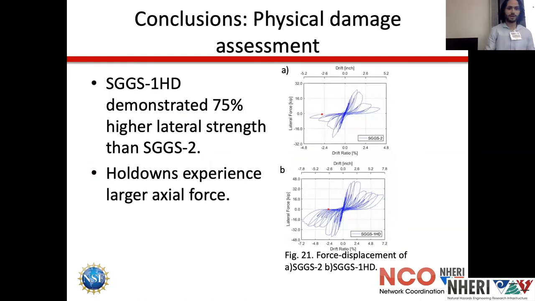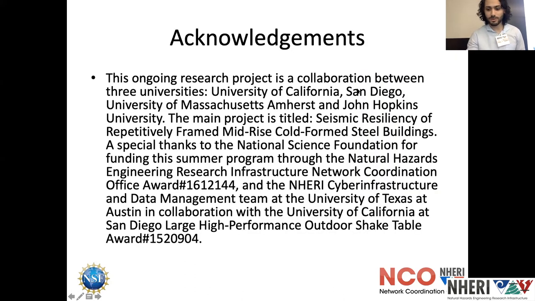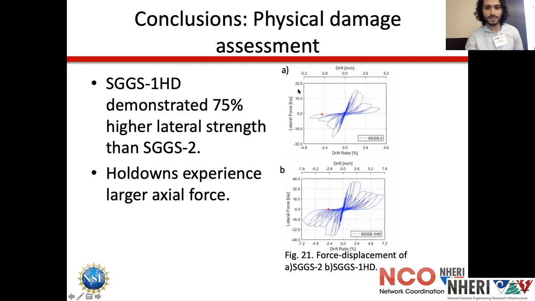So to sum up, the specimen with tension tie rods experienced considerably less lateral strength and lower stiffness as compared to the specimen with hold downs, as you can see here in these two pictures, with the specimen with the hold downs and the specimen with the tension tie rods. Also, the hold downs experienced larger axial force. This is because the connection was a more rigid connection to the bottom HSS member than the tension tie rod.